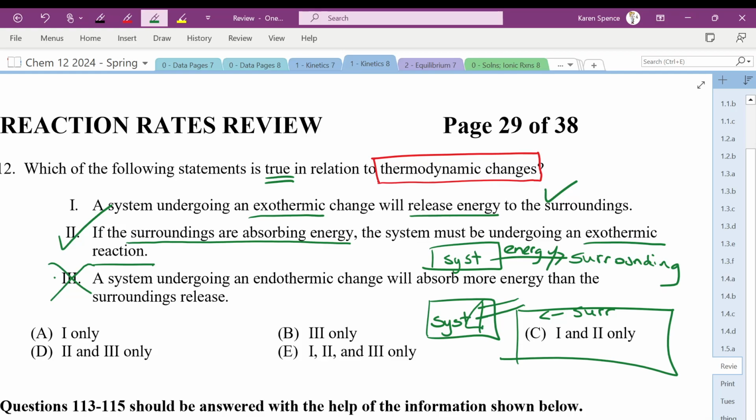Why is it not 3? If my system absorbs 10 kilojoules of energy, how much energy must be transferred from the surroundings? 10 kilojoules of energy. So is it possible for the system to absorb more energy than the surroundings release? If it absorbs 10 kilojoules, could the surroundings be giving 5 kilojoules? It just doesn't work.